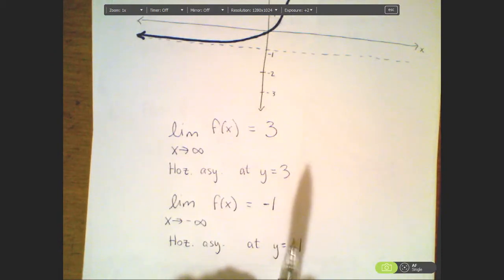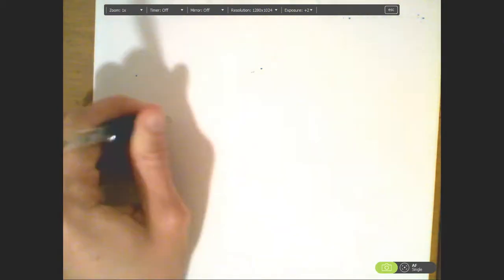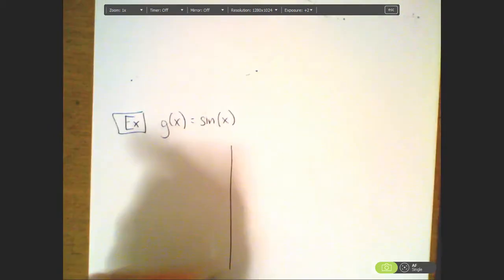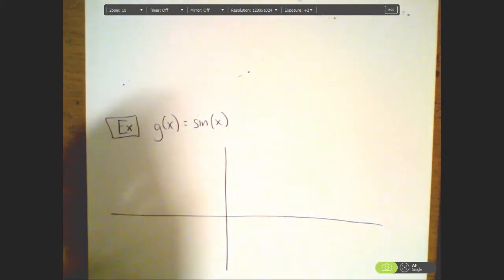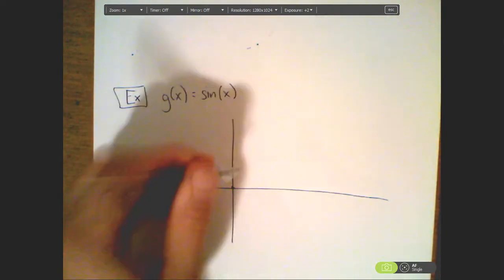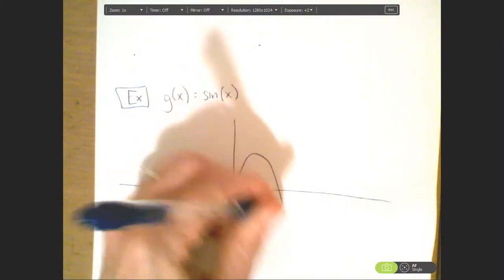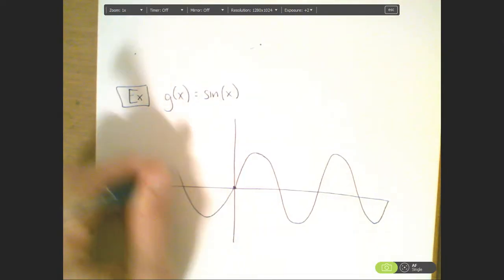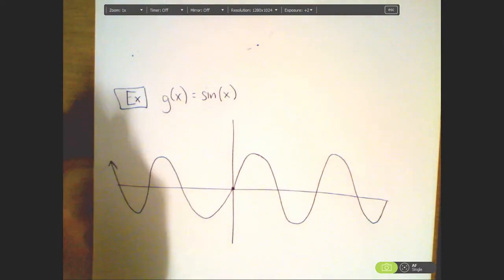I want to contrast that with a function that we're all familiar with, which is a sine curve. So let's let our function g of x equal sine of x. So this is a function that's periodic. We know it starts at 0 when our angle is 0, because it's our y values, and it's going to squiggle back and forth.